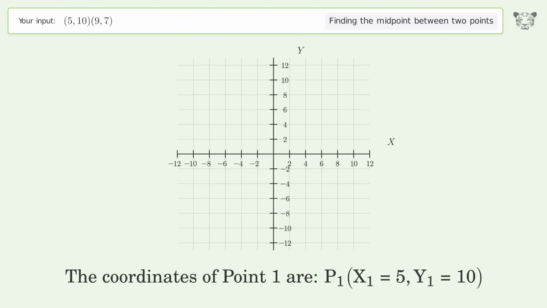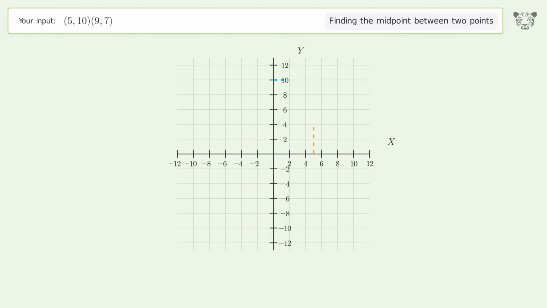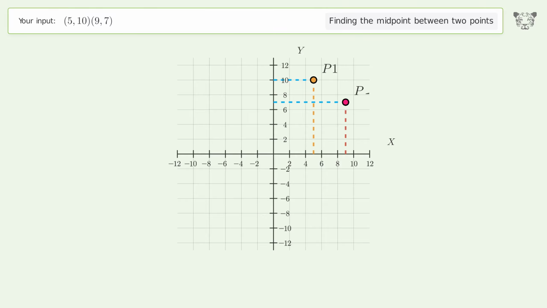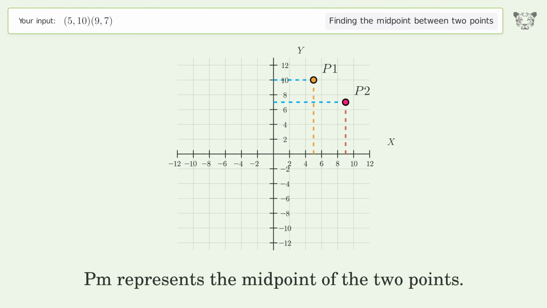The coordinates of point 1 are x1 equals 5, y1 equals 10. The coordinates of point 2 are x2 equals 9, y2 equals 7. PM represents the midpoint of the 2 points.